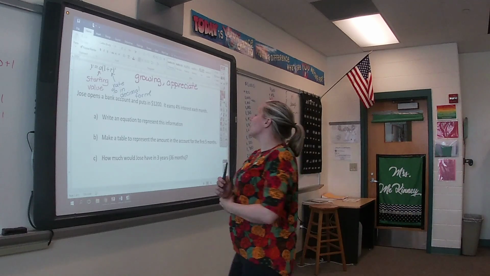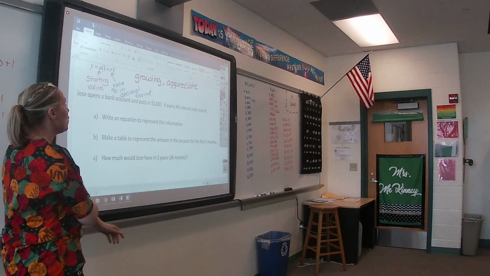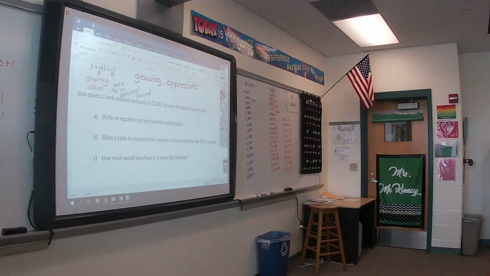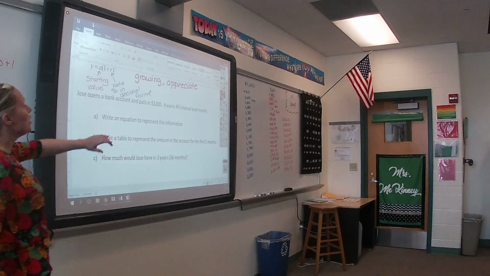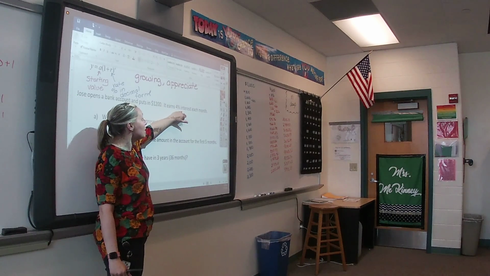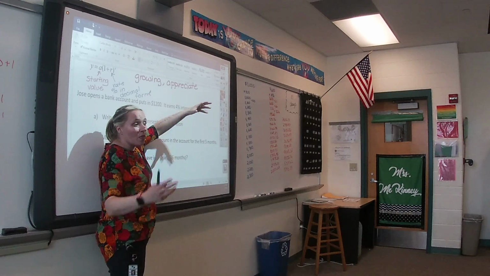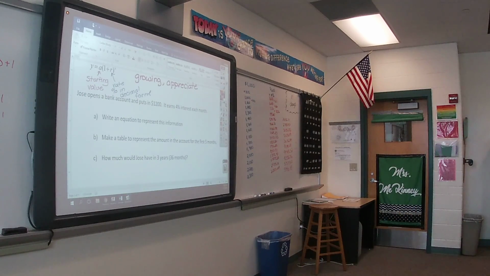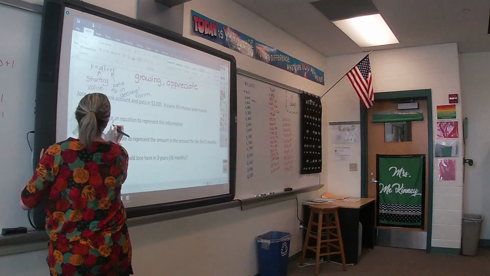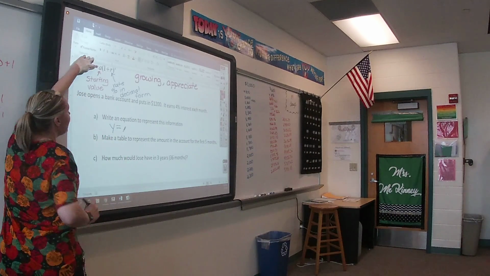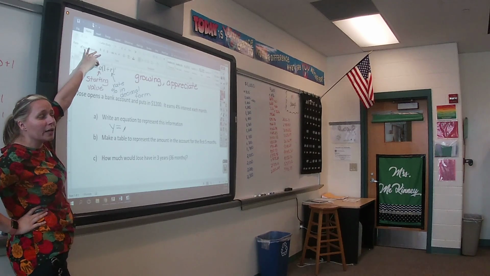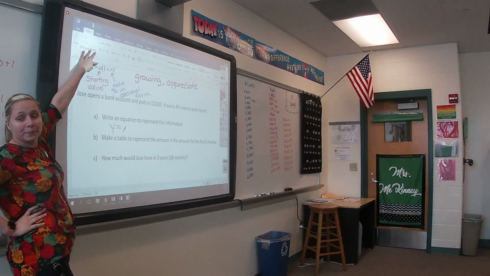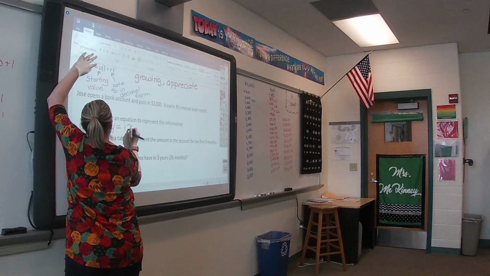First thing that we want to do is write an equation that will represent this information. Because we know that it is making interest, it's earning money, the value is getting larger. We know we want to use exponential growth. So we're going to say y equals, and what's our A, or our starting value, going to be in this problem? 1,200.